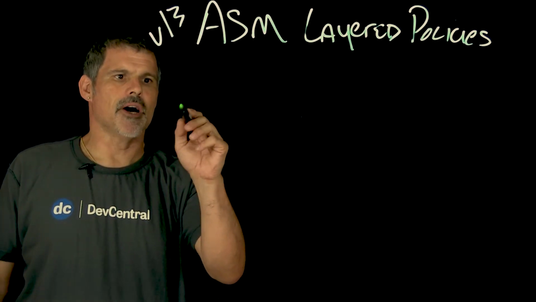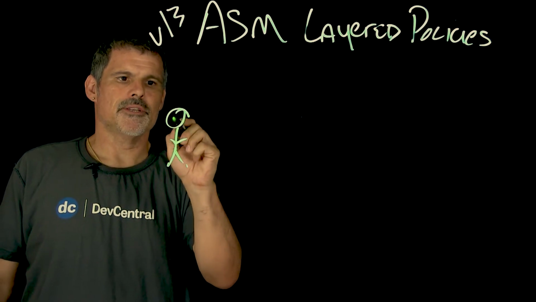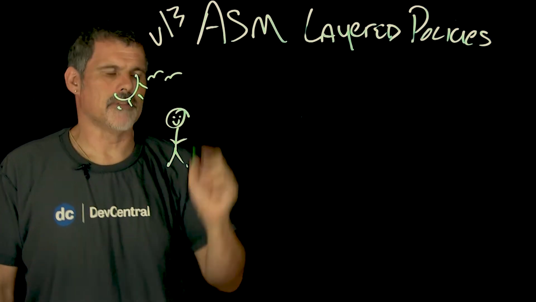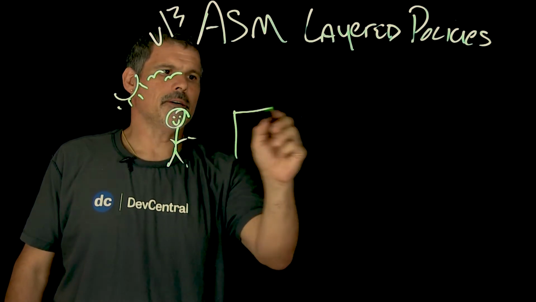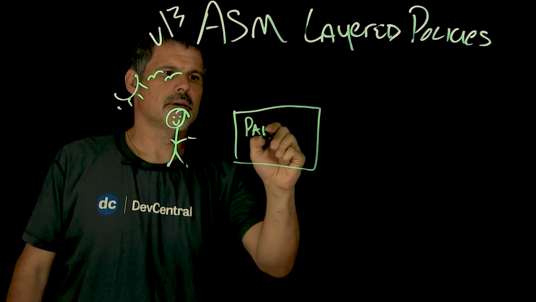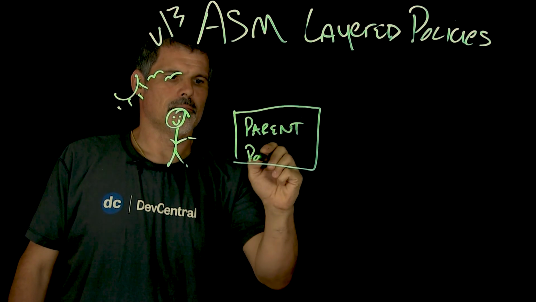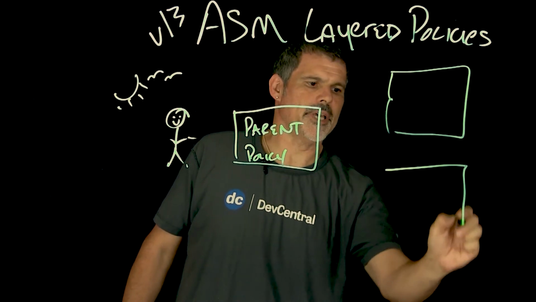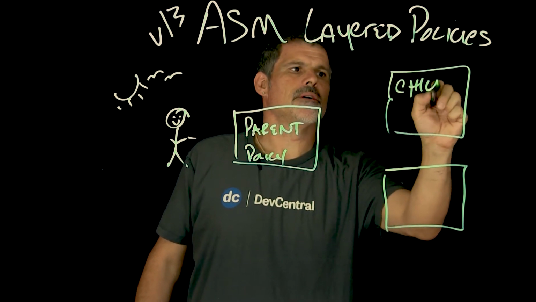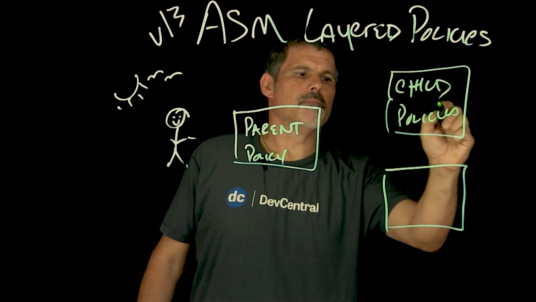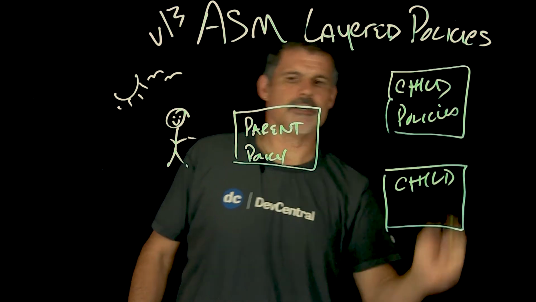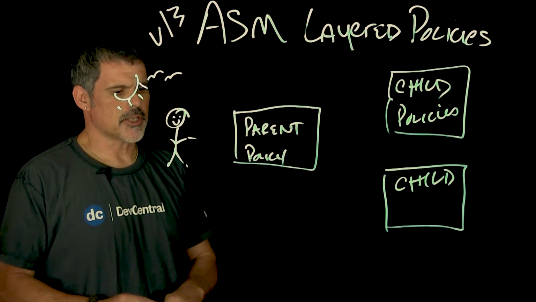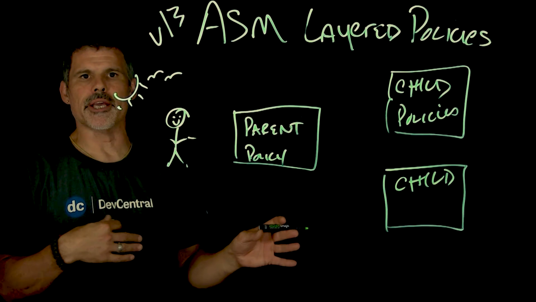And what does it look like? So we got our person out here, and he's always smiling because the sun is shining and the birds are flying. And so what you have here is what's called a parent policy. And then over here, we have our child policies. Child policy.